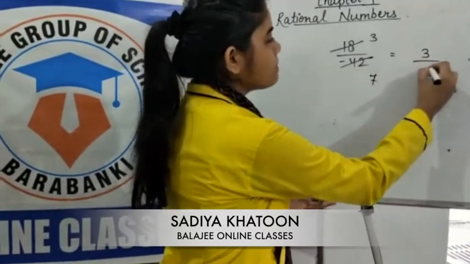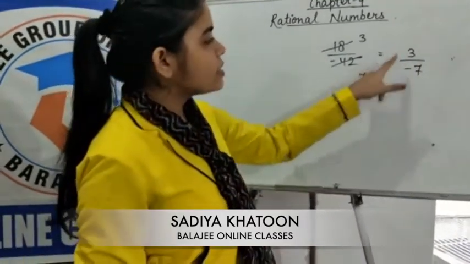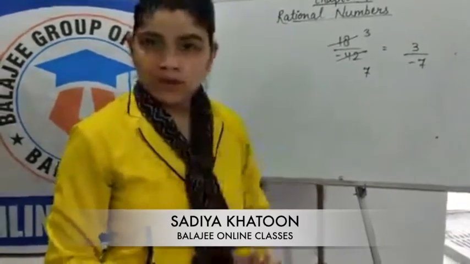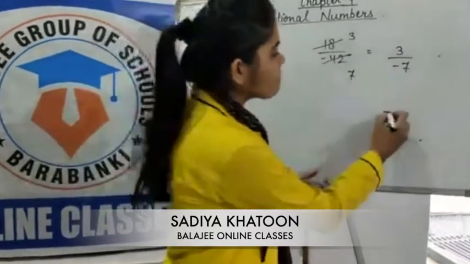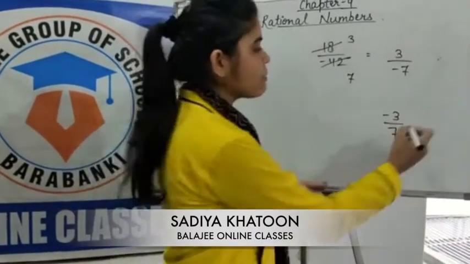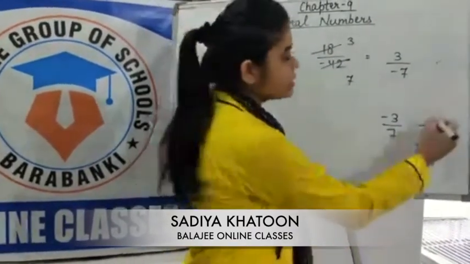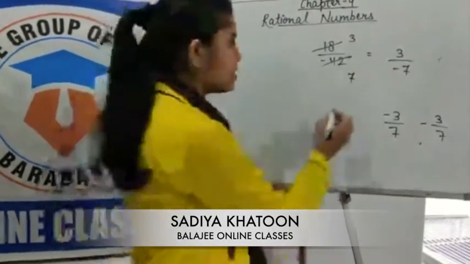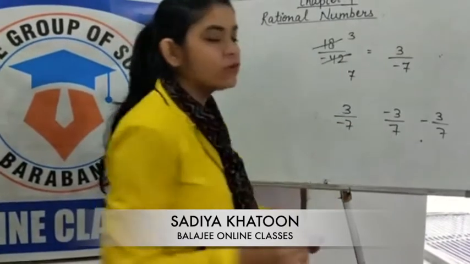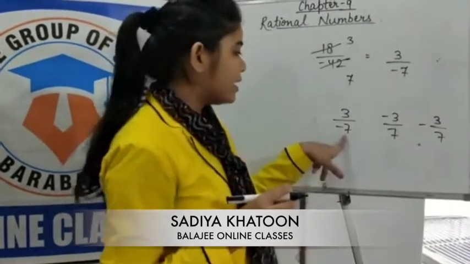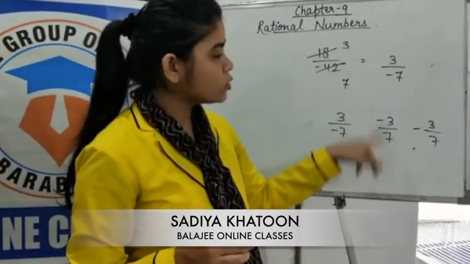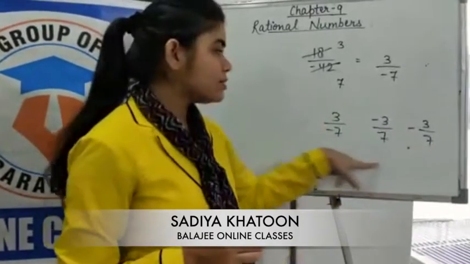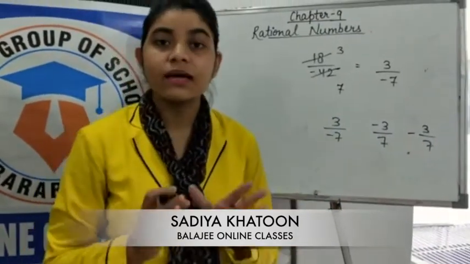3 upon minus 7. One important thing I want to tell you here, if you are writing 3 upon minus 7, then also it is correct. If you are writing minus 3 upon 7, then also it is correct. Or if you are writing minus in between and then 3 upon 7, then also it is correct. Which means that in rational numbers, if you are putting the negative sign here in the denominator or in the numerator or in between, all these rational numbers are same.